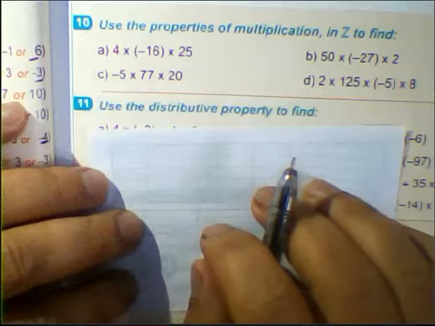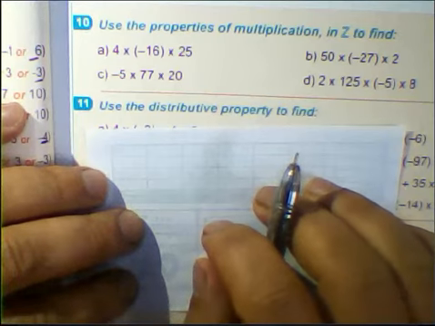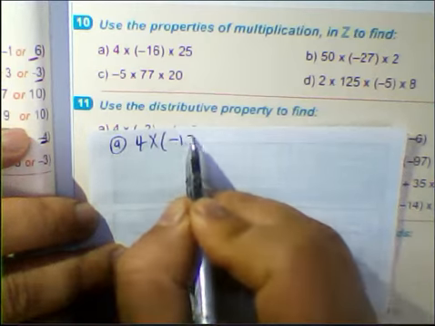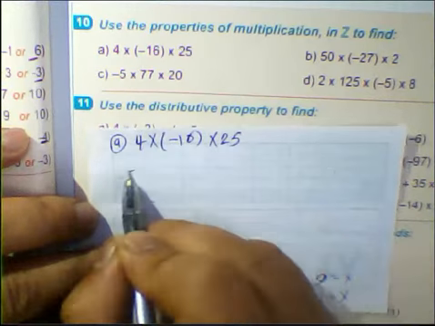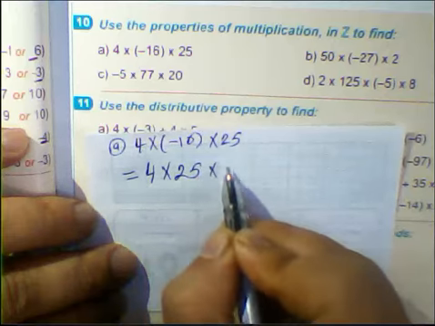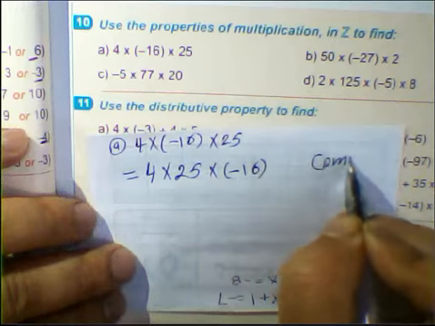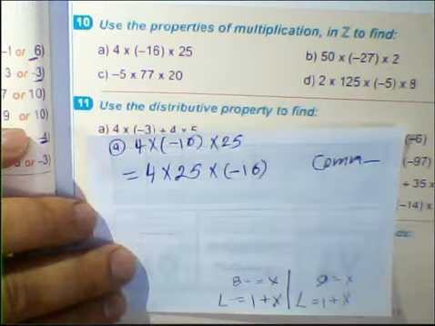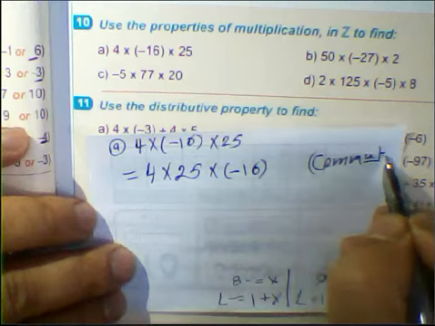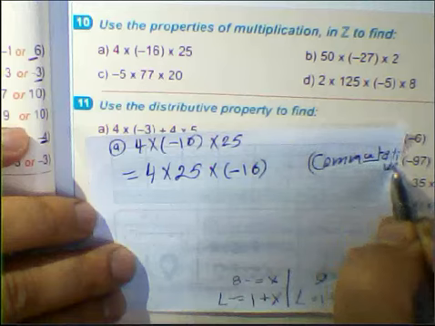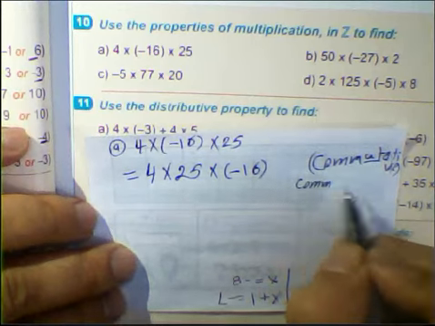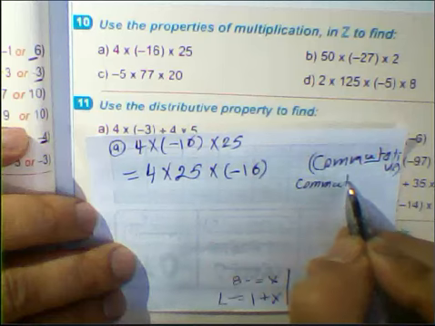Question number 10. Using properties of multiplication, find 4 multiplied by negative 16 multiplied by 25. We can use the commutative property: 4 multiplied by 25 multiplied by negative 16. Commutative property, okay? You can write commutative. You must keep this word in your mind, okay? Commutative.